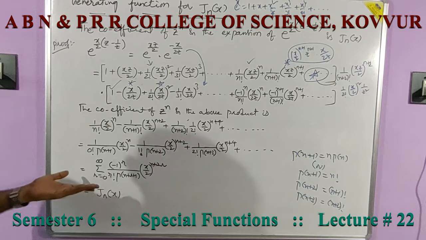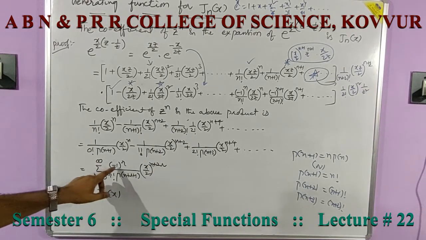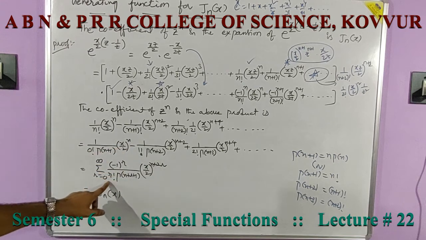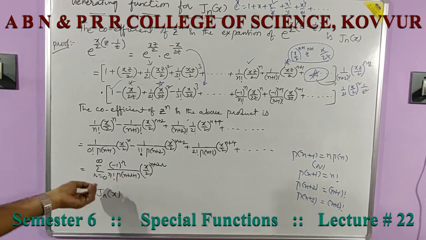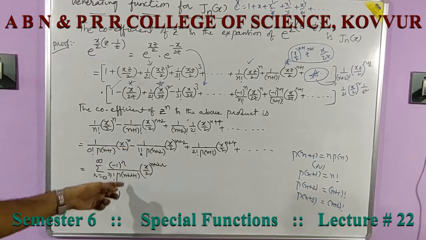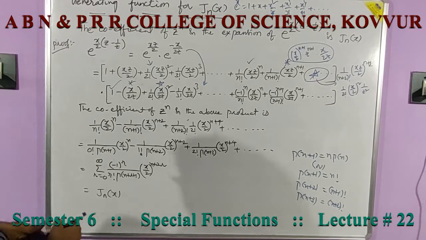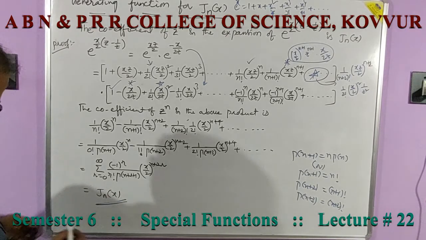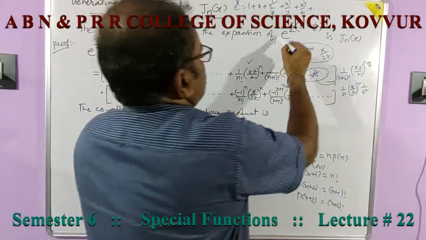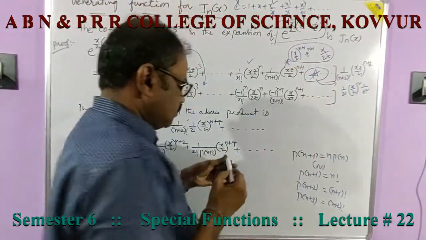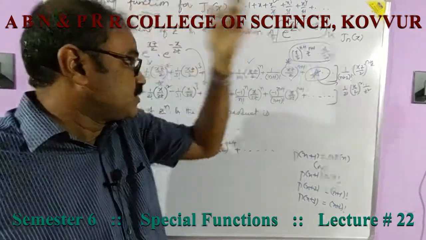That can be expressed in sigma form. Summation r equals 0 to infinity, minus 1 power r by r factorial into gamma n plus r plus 1. We may clearly verify that when r is 0 we get the first term, when r is 1, 2, like that we will get all these terms, which is nothing but Jn(x). So this is the generating function, e power x by 2 into z minus 1 by z.